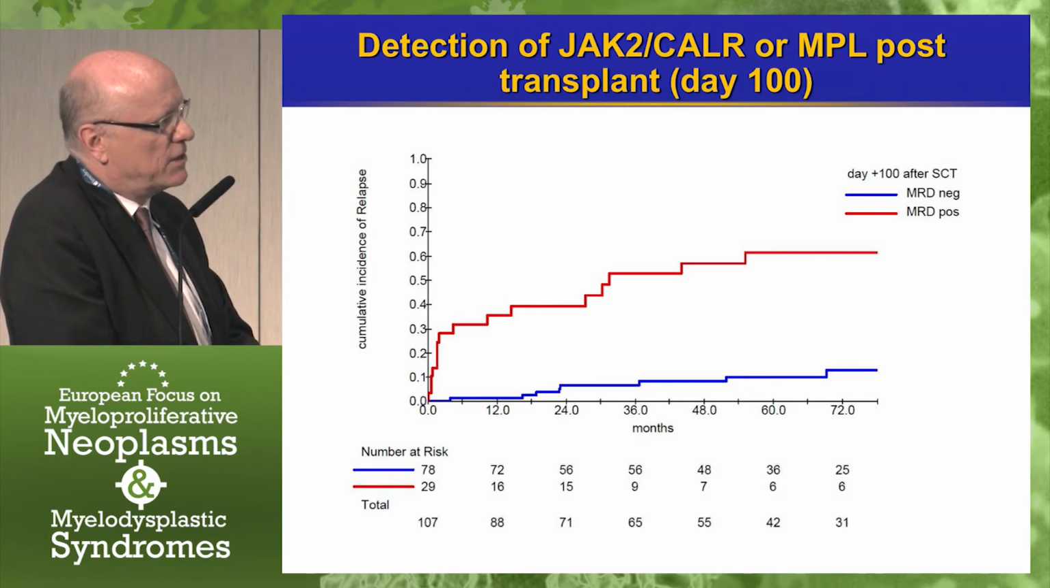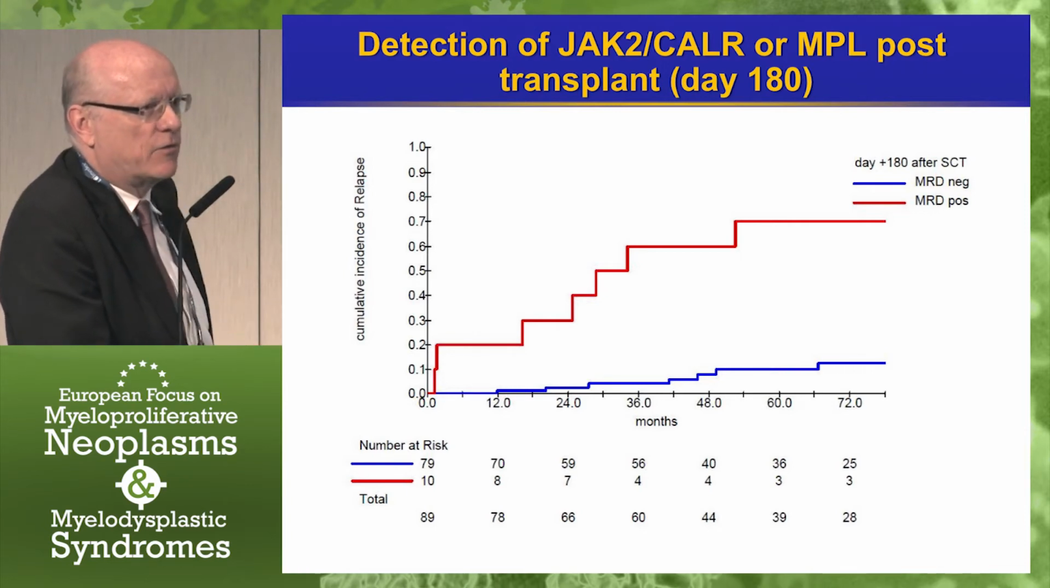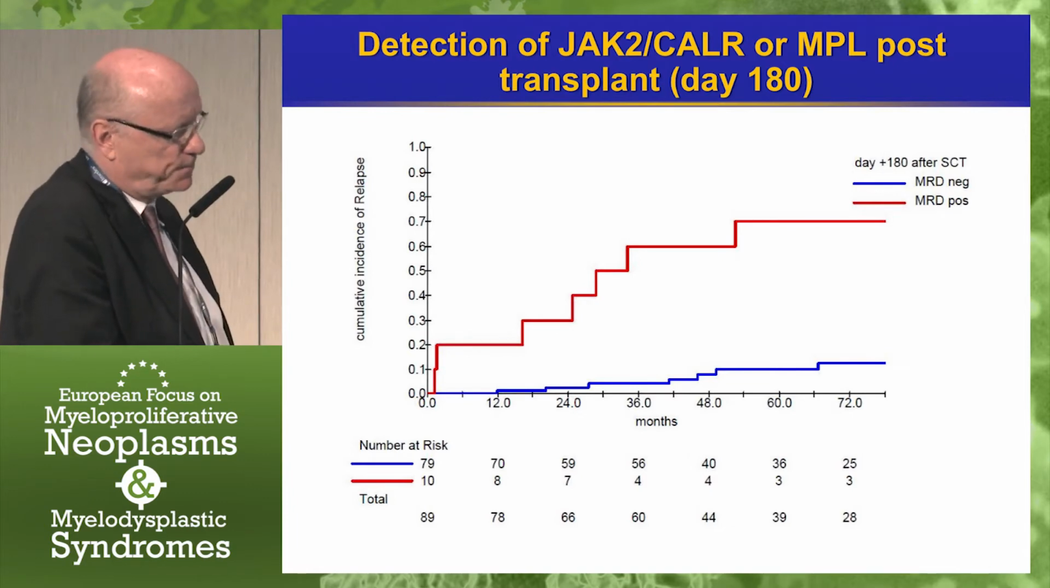And what you can nicely see on day 100, those who are negative, independently of which kind of mutation they have, have a very low risk of developing clinical relapse in the follow-up, while those who were positive at day 100, the risk of having clinical relapse during the further course is about 50% and even a bit more. And if you look at day 180, it becomes more striking: those who are negative, the risk of relapse is quite low, below 10%, but those who are positive, the risk of clinical relapse in the further course is more than 60%.